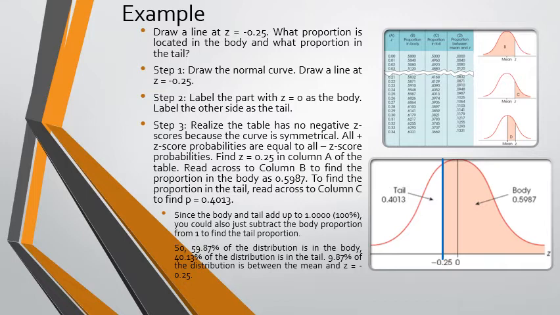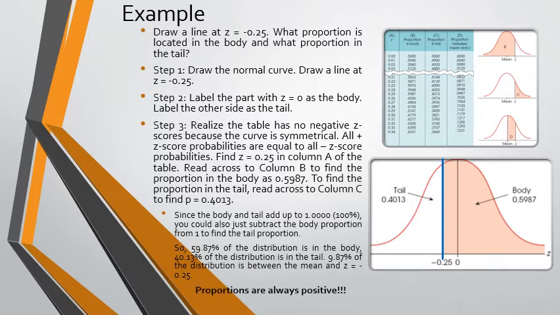And then if we wanted to look in column D to see how much is between the mean and the z-score for a z-score of 0.25, you could read off and it would tell you that about 9.87% of the distribution is between the mean and that z-score.